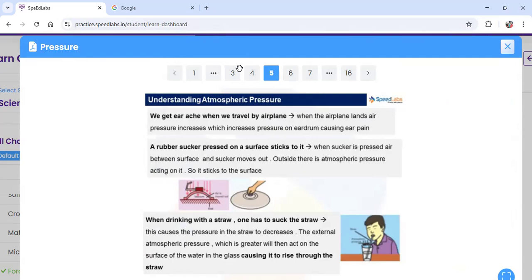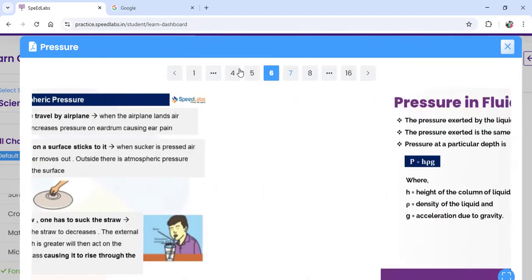Now, when drinking water with a straw, one has to suck the straw. Yes, this causes the pressure in the straw to decrease. The external atmospheric pressure, which is greater, will then act on the surface of the water in the glass, causing it to rise through the straw. Okay, this guy you can see drinking juice.